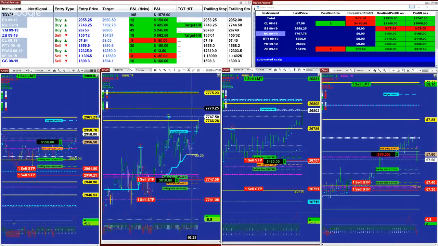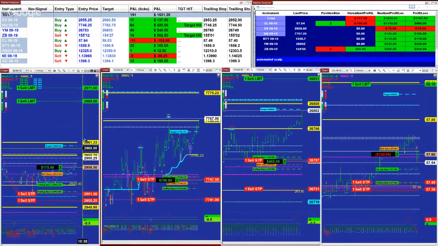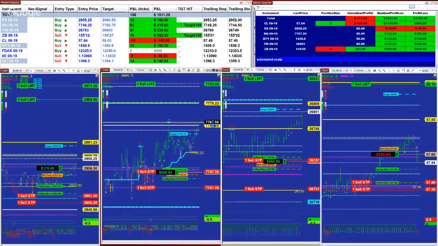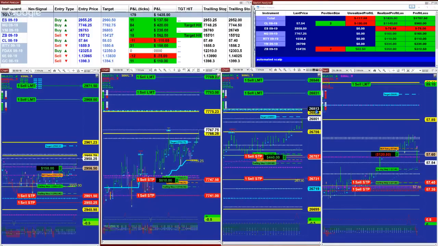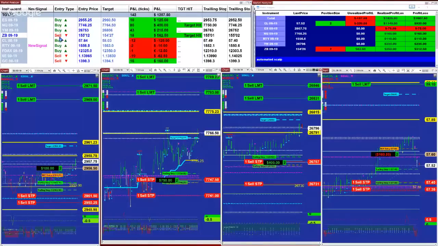Here we go. The ES has finally decided to move forward, and your Nasdaq is going in the same direction, your YM is going in the same direction, and the 30-year Treasury bond is going in the opposite direction. This is what we're looking for.